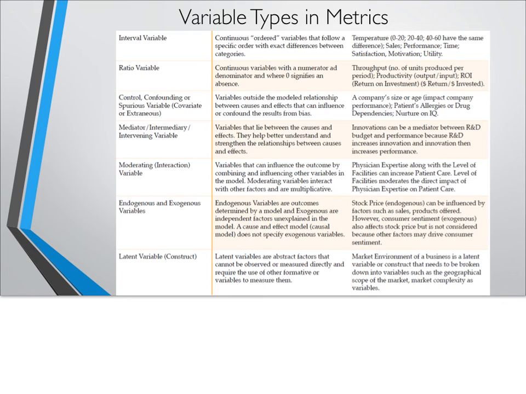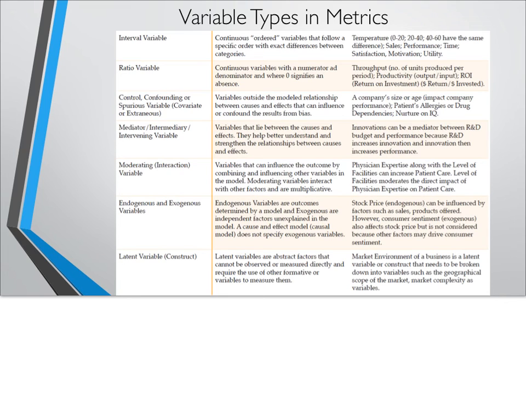Now, stock price. Endogenous is something that itself is impacted by other things. So stock price, which is an endogenous variable, can be influenced by factors such as sales and products offered. However, consumer sentiment, exogenous, also affects stock price but is not considered because other factors may also drive consumer sentiment, right? So things in the model that are driven by other things within the model are known as endogenous, and things in the model that are driven by things outside the model are exogenous.